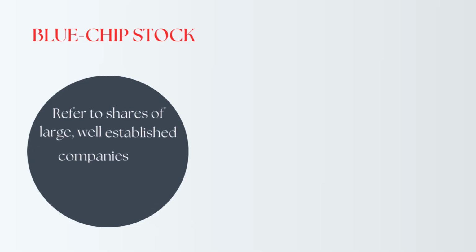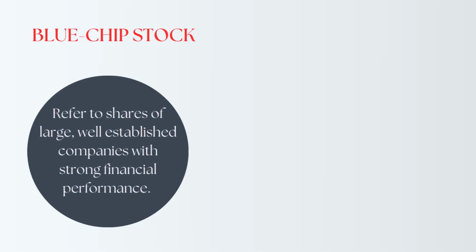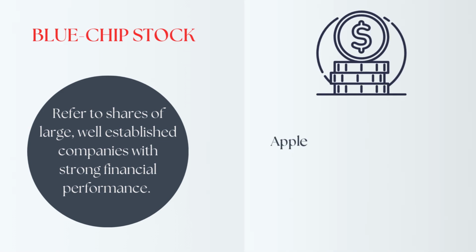Blue chip stock. Blue chip stocks refer to shares of large, well-established companies with strong financial performance. Companies like Apple, Microsoft, or Johnson & Johnson are considered blue chip stocks due to their size, stability, and consistent track record.